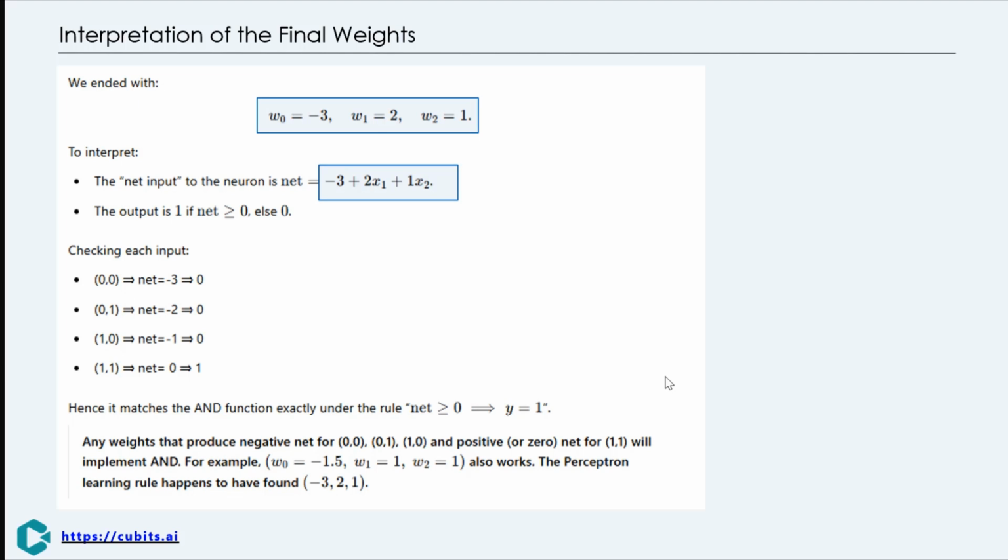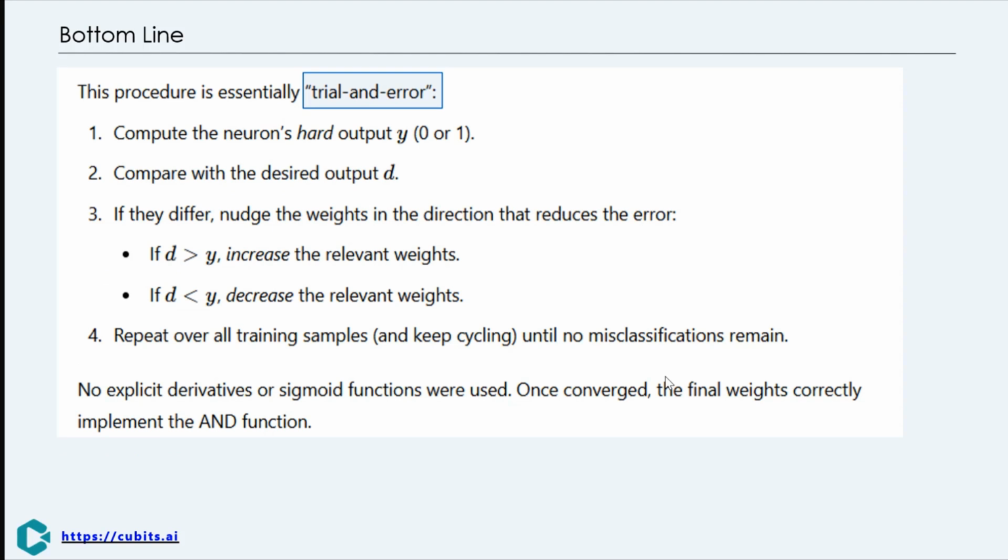-3, 2, and 1. So how do we know when to stop the epochs? When the weights do not change, that is, observed and predicted are the same, we can terminate the process. This is how we got these final weights -3, 2, and 1. The process of finding the weights is a bit of trial and error. We did not use explicit derivatives or the sigmoid function. We kept things fairly simple. The final weights correctly implemented the AND function.